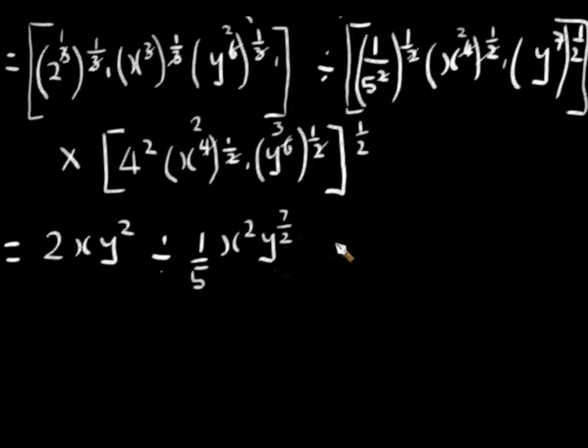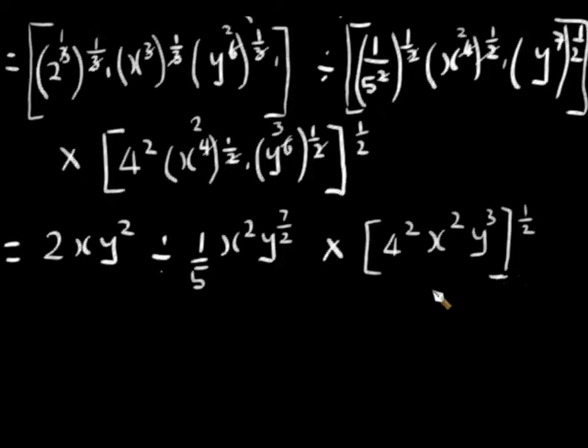So multiplied by, in this last square bracket now, 4 square still remains 4 square, nothing cancels out there. Now here we have just x square left, and here we have y raised to power 3. Don't forget that we have 1 over 2 as the power of the entire bracket. So that power will also be distributed.